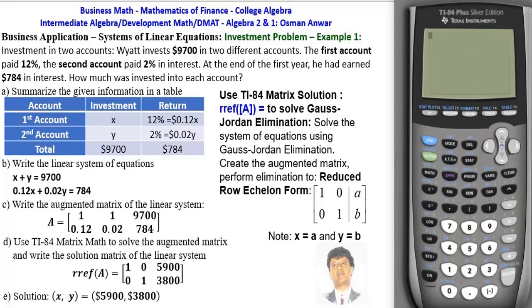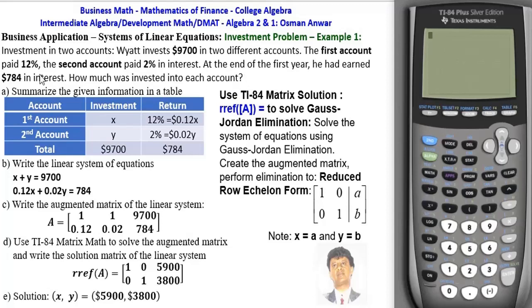This is business application, system of linear equations, investment problem, example 1. So this is investment in two accounts. This person invested 9,700 into two different accounts. The first account paid 12%. The second account paid 2% in interest. At the end of the first year, he had earned $784 in interest. How much was invested into each account?